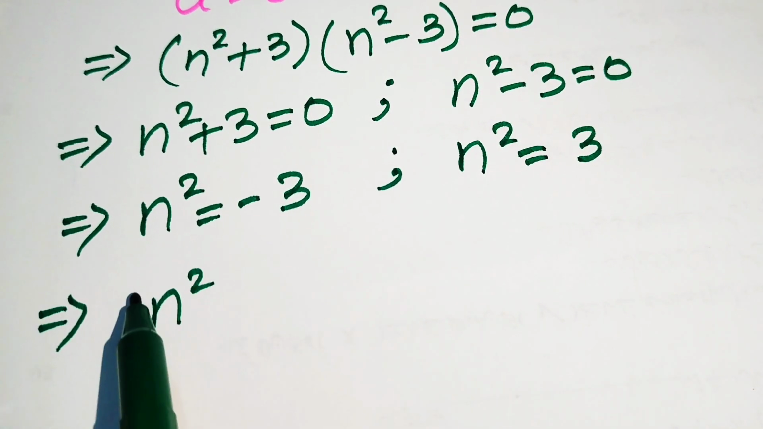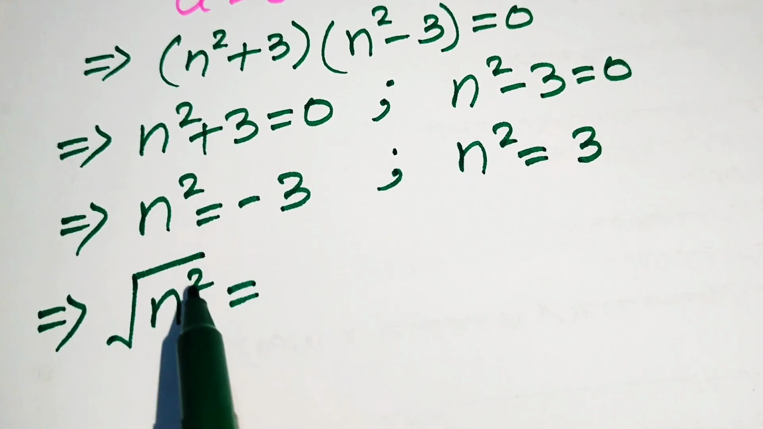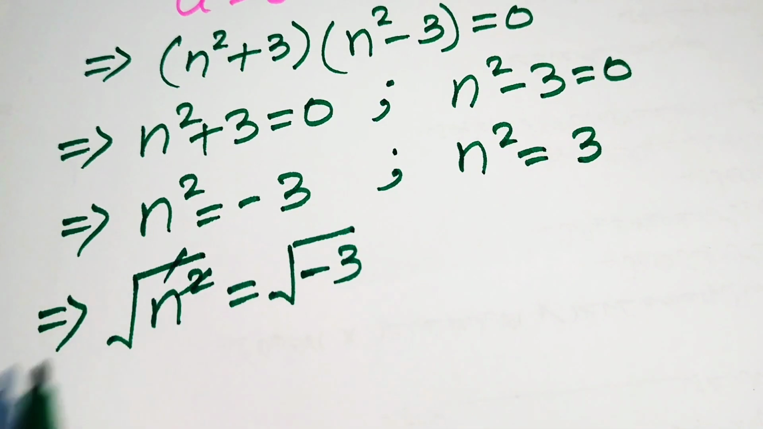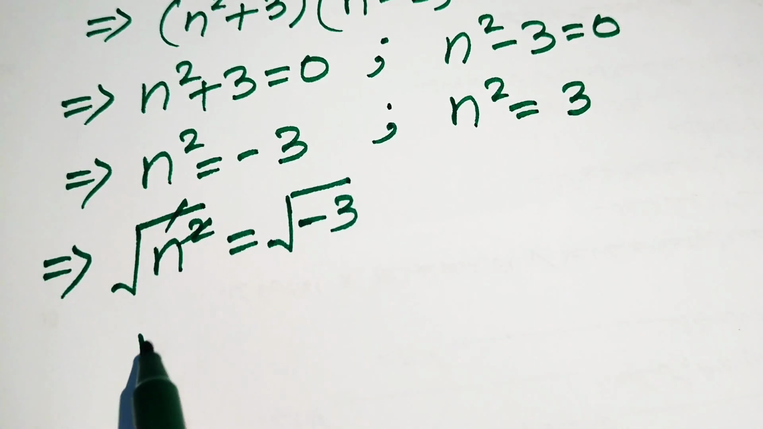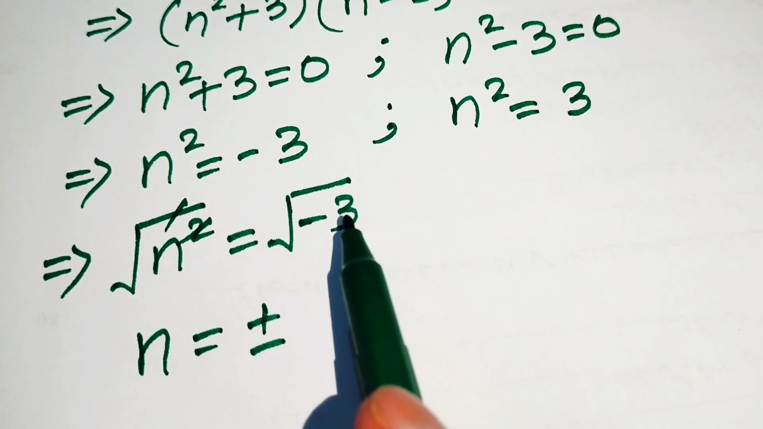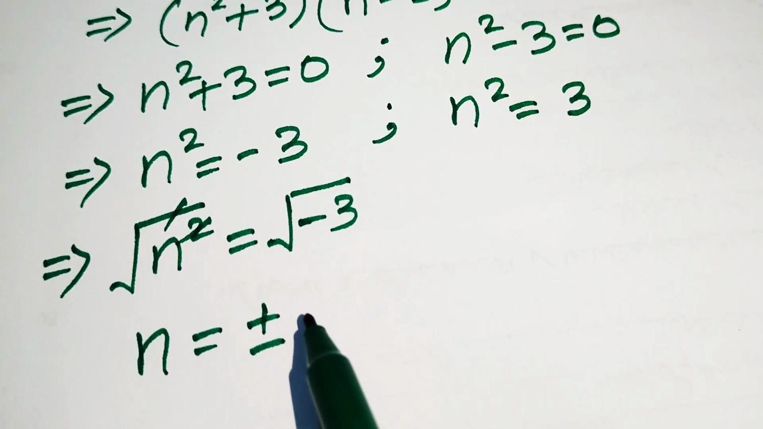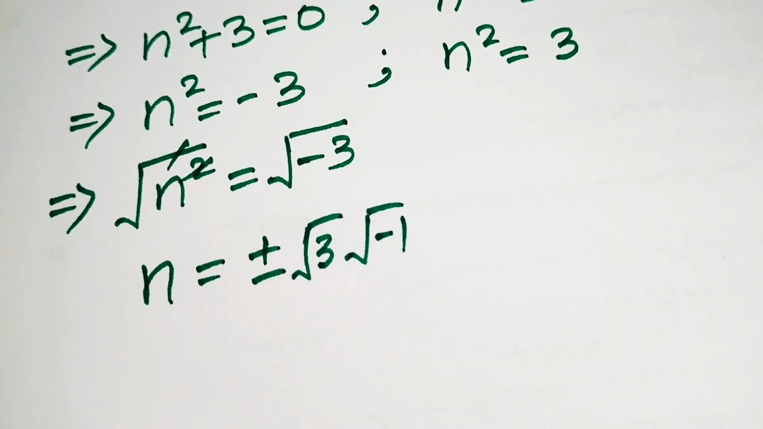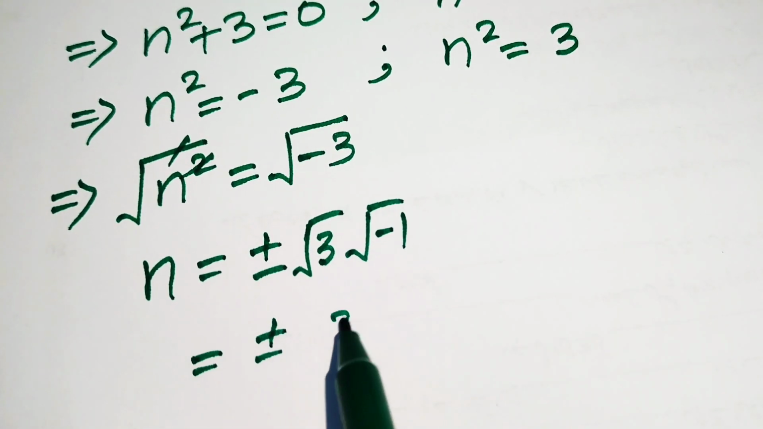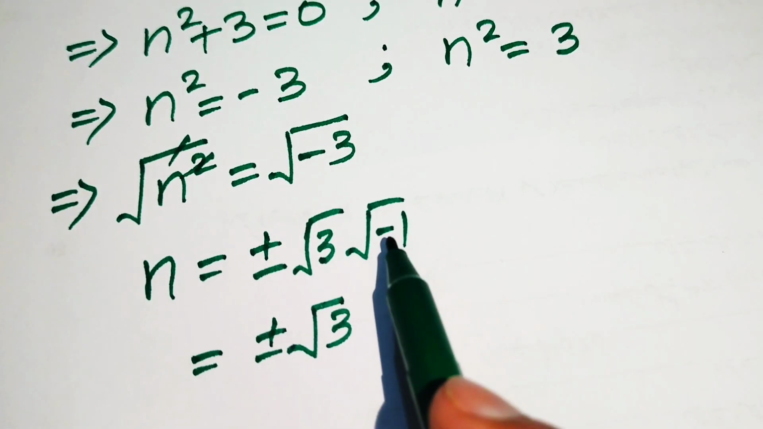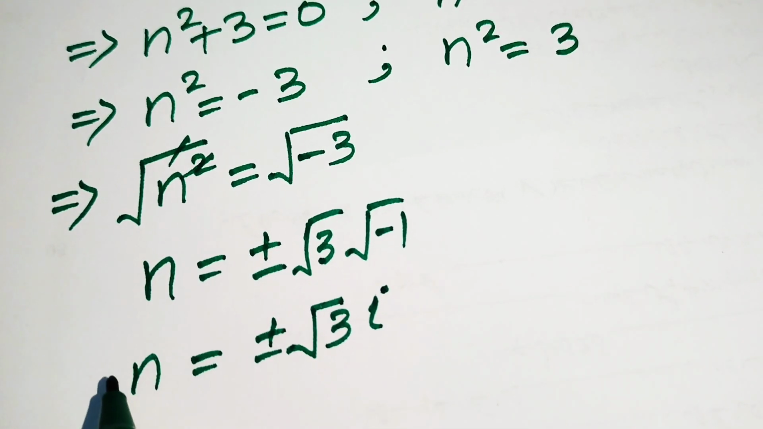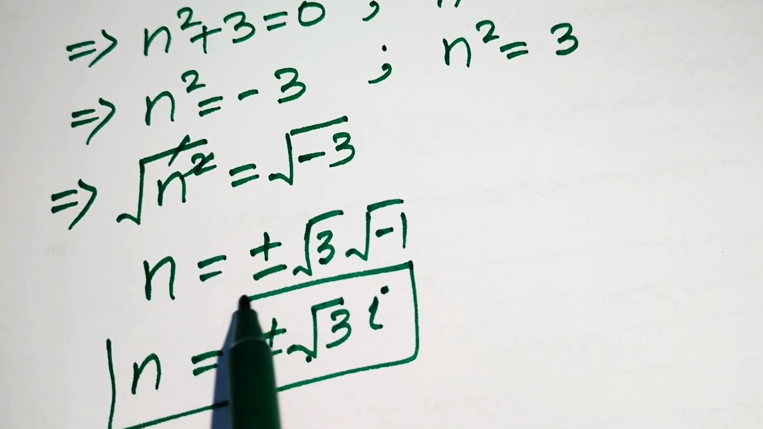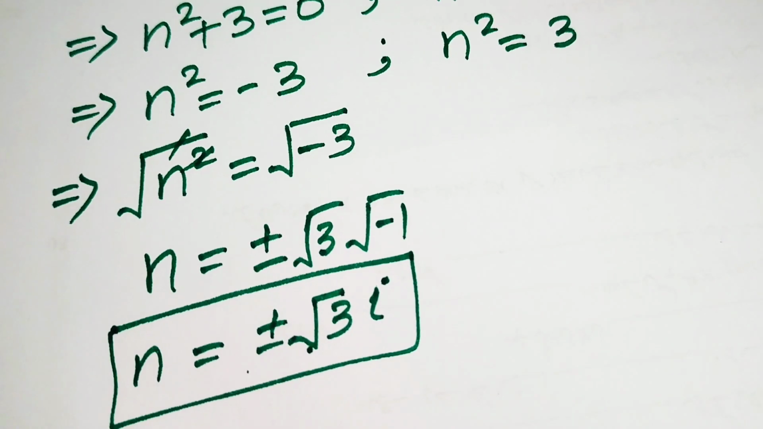So here we take the square root: square root of n square equals square root of minus 3. The square and square root cancel each other, and we get n equals plus minus square root of 3 into minus 1, which we write as square root of 3 into square root of minus 1. We know that the square root of minus 1 is iota. So we have n equals plus minus square root of 3 into iota. So these are the two complex roots of the given equation.